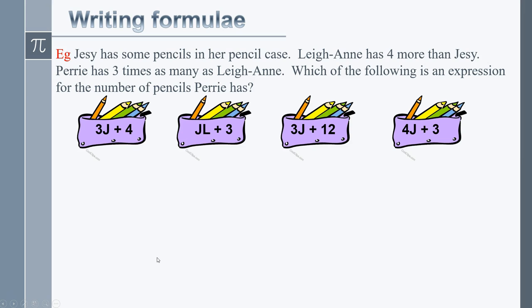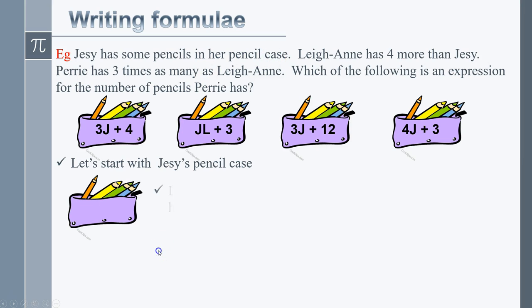So here we go, let's have a look. So let's start off at the beginning. Jessie has got some pencils in the pencil case, and we're going to say that she's got J pencils. So we're going to use J to represent the number of pencils that she's got, in the same way as in the last example, we used T to represent the number of tables, P to represent the number of people. Now we're going to use J. It really doesn't matter what letter you use. We're going to use J to represent the number of pencils that Jessie has got. So that's Jessie's pencil case. She's got J pencils, however many that is.